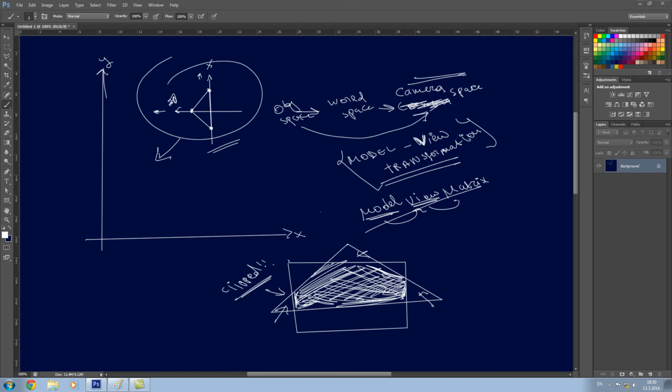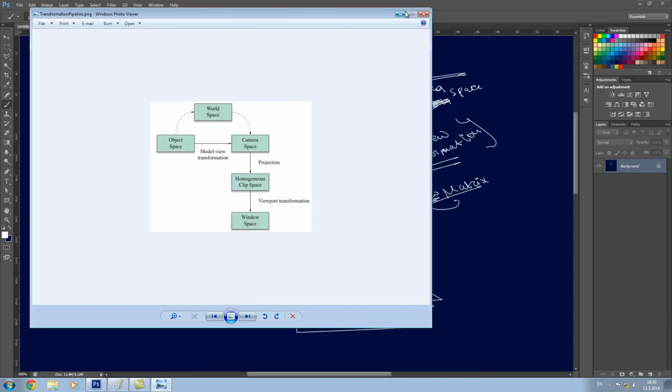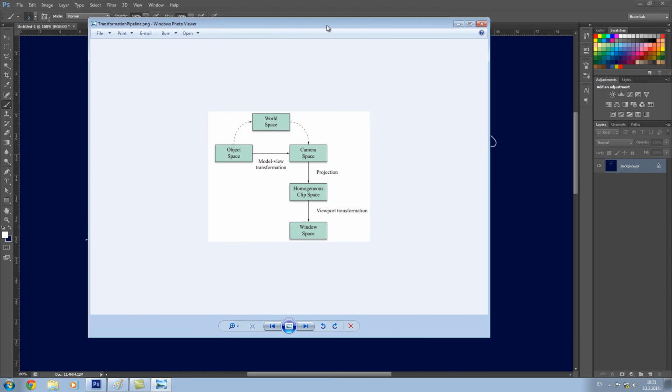Let me show you a summary of the transformation which I was talking about. Here are your objects coming from the object space being transformed to the world space, and from the world space coming back to the camera space. So we are moving everything towards the camera.